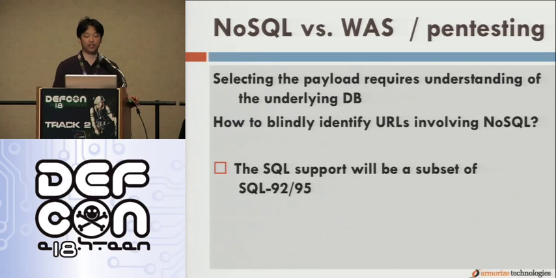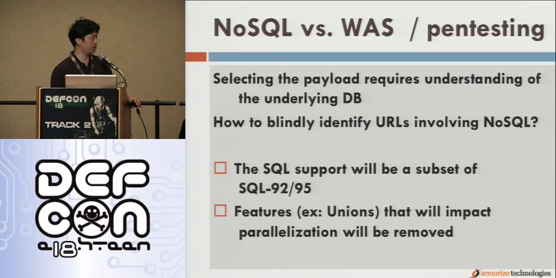Well, there are ways to find this out. Usually, NoSQL implementations of the SQL interface will be a subset of SQL 90-95. However, features that will impact parallelization typically will be removed, for example, union. So when you start to see that you can manipulate the SQL command, but some of these commands are absent, especially commands like union, then underneath it's probably a NoSQL database.